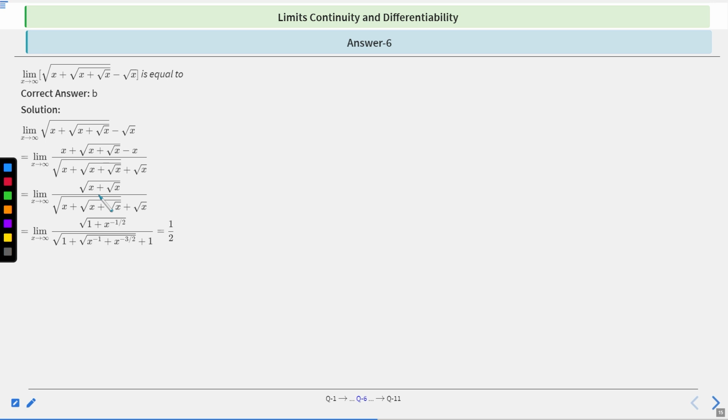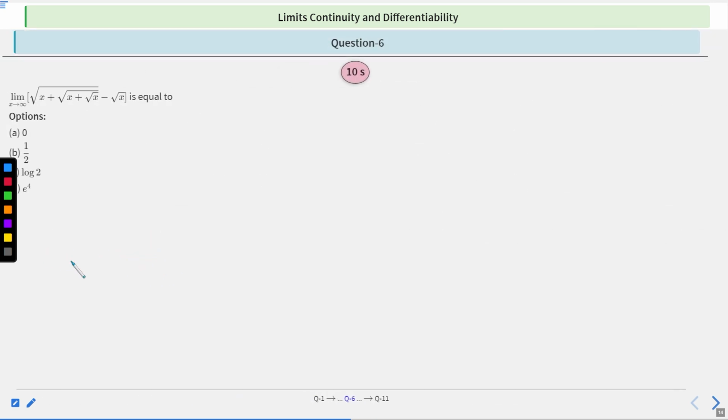This is equal to root over (x plus root over x) upon, because x and x cancel, in the denominator root over (x plus root over (x plus root over x)) plus root over x. Let's take root over x as common from the numerator and the denominator, so it will cancel out, and in the numerator it will be root over (1 plus x to the power minus 1 by 2), upon root over (1 plus x to the power minus 1 plus x to the power minus 3 by 2) plus 1, right? So after putting the limit x tending to infinity, you will get 1 in the numerator and in the denominator 1 plus 1, which is 2. Clear? So the answer is 1 by 2. I think option B is the right choice, 1 by 2.